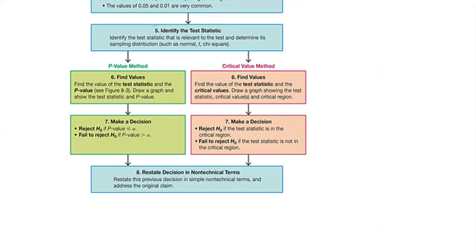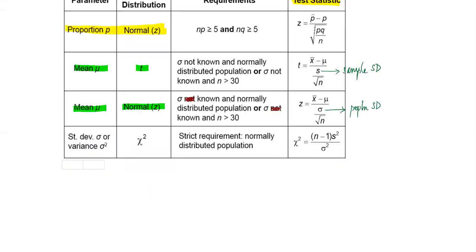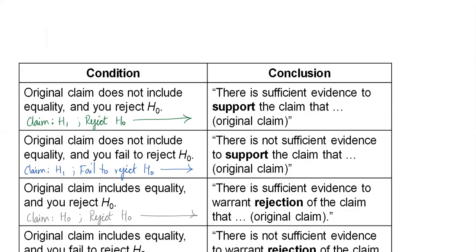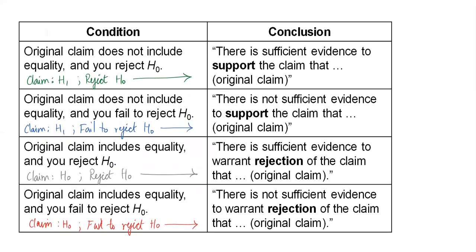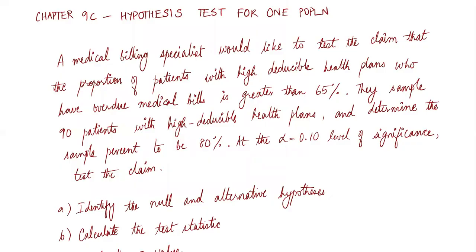And then step 8 was when we used a decision chart, the conclusion chart that we would use for concluding the claim. So this was the chart. So if you had these conditions, this is how you would write out your conclusion. The language has to be maintained the way it is written here, okay? So we're going to use all these things in this problem.